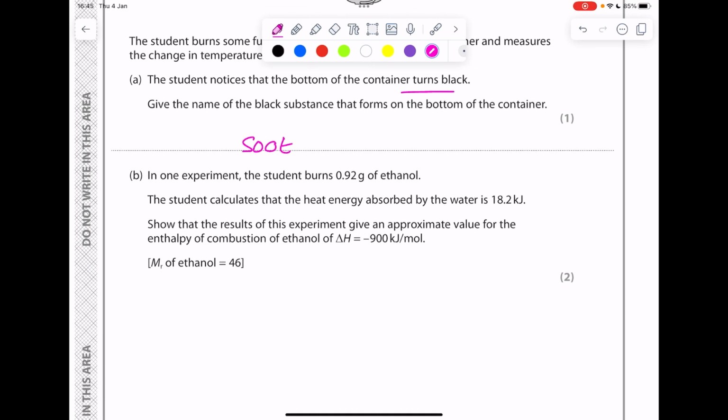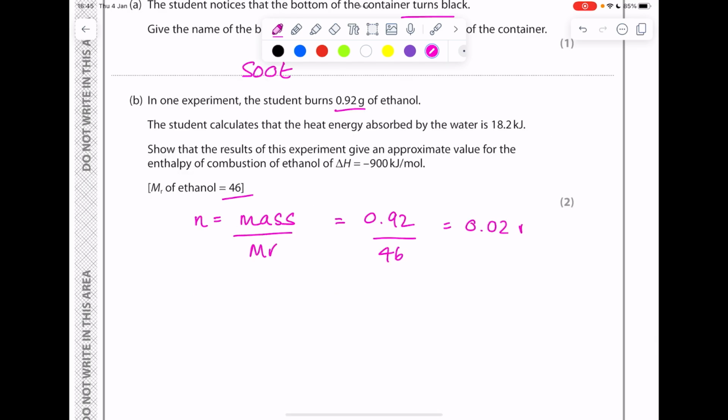In one experiment, the student burns 0.29 grams of ethanol. The student calculates that the heat energy absorbed by the water is this. Show that the results of this experiment give an approximate value for the enthalpy of combustion of ethanol. So we need to start by finding the number of moles of ethanol. So that's mass divided by Mr. We've been told that's 0.92. Our Mr is 46. So that's 0.02 moles.